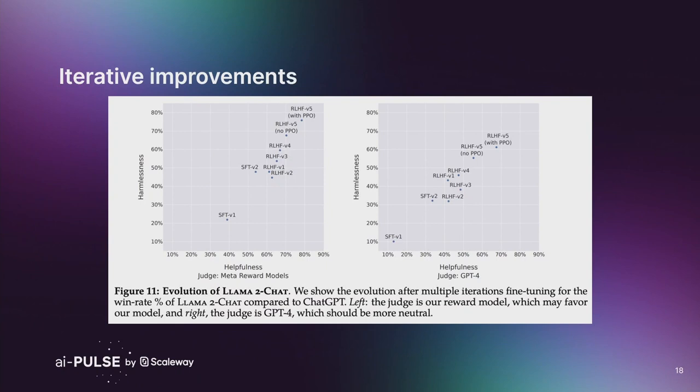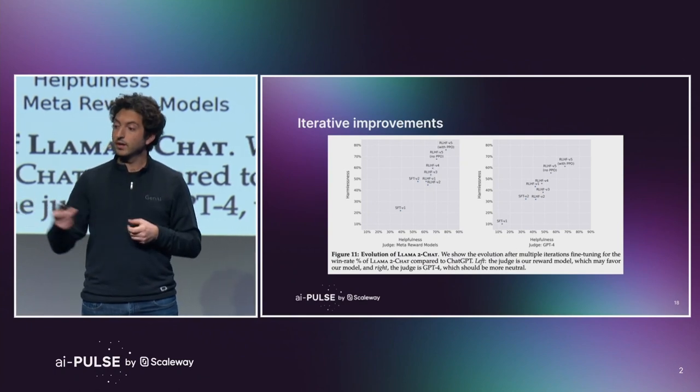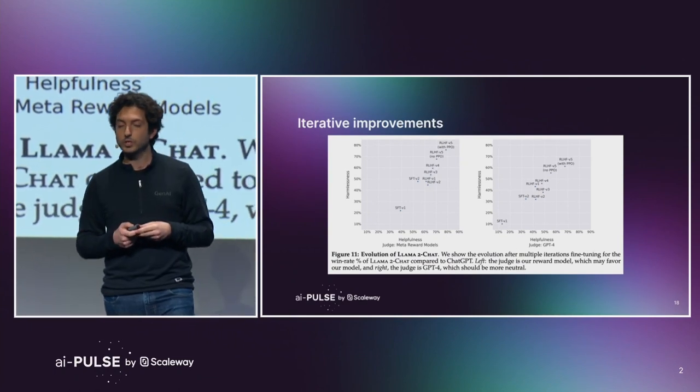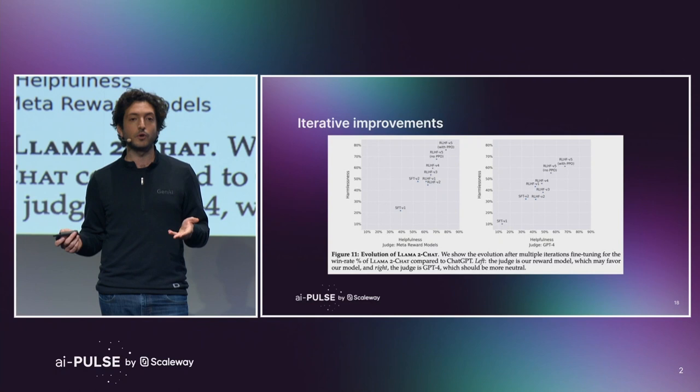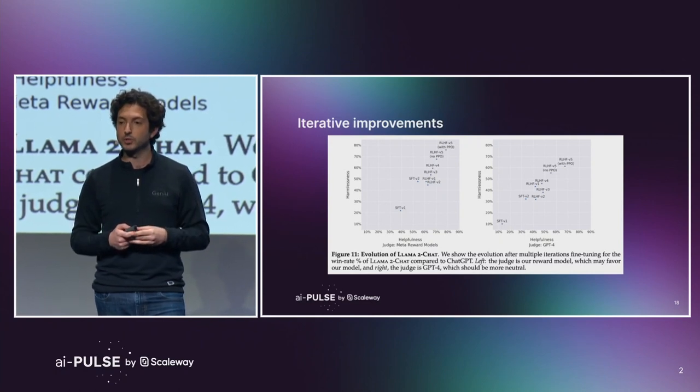So here is progress through the project. In fact, I think we went quite fast from when we started in February to the July release. You have all our iterative progress, and we measure the results using GPT-4 as a judge. And we compare the win rate between ChatGPT from OpenAI and our model. And so we ask GPT-4, these are the two outputs, which one do you prefer for helpfulness and with respect to safety? And at the end of the project, before the release, we reached more than 50%. According to the GPT-4 OpenAI model, our model is better on both dimensions than ChatGPT.